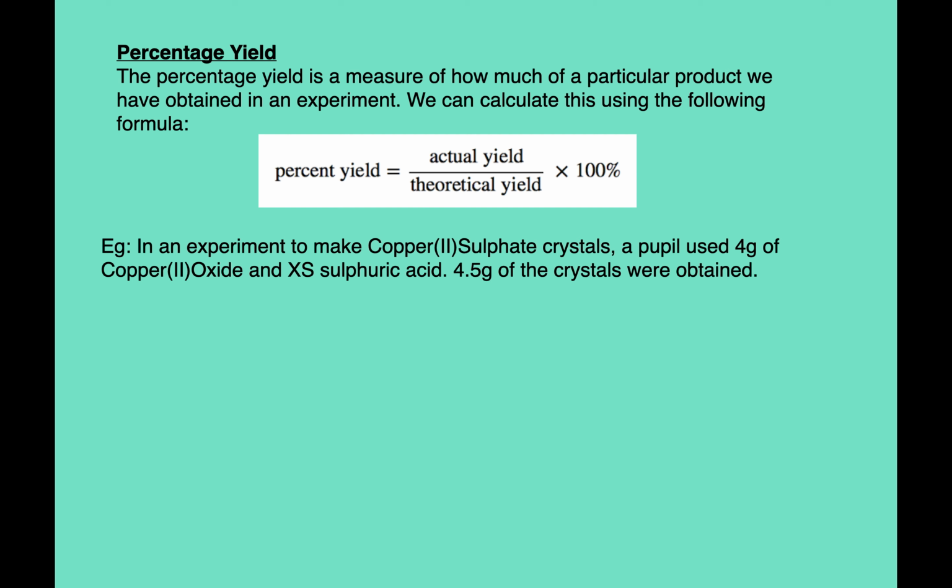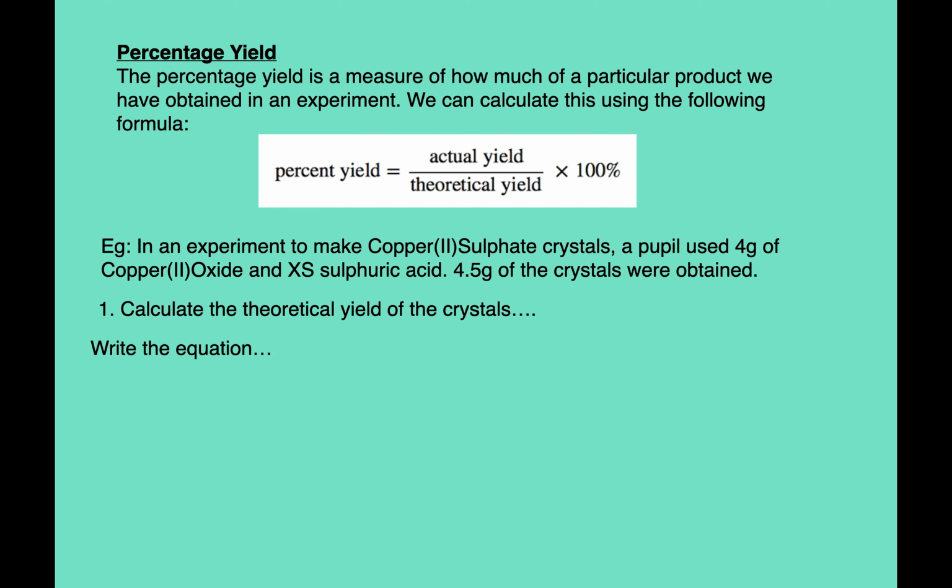Let's look at an example. So we're making copper sulfate crystals and we used 4 grams of copper oxide and excess sulfuric acid. Okay, 4 grams of copper oxide, excess sulfuric acid. 4.5 grams of the crystals were obtained. Okay, so this is my actual yield. That goes in the numerator there. That's how much I got. But I need to work out how much I should have got.